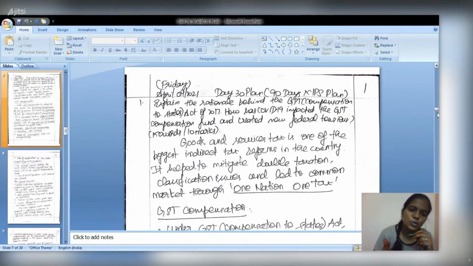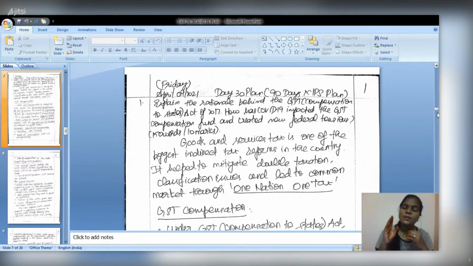This question should be answered in 3 parts. Even though it is a 10-mark question with a 2-page allocation, you have to answer it in 3 parts. First, just give a brief introduction to the GST Compensation to States Act 2017, and second, what is the rationale behind the GST? And the next part of the question is nothing but the impact of COVID-19 on the GST compensation fund, and how the COVID-19 impact created new federal tensions on the GST compensation fund.